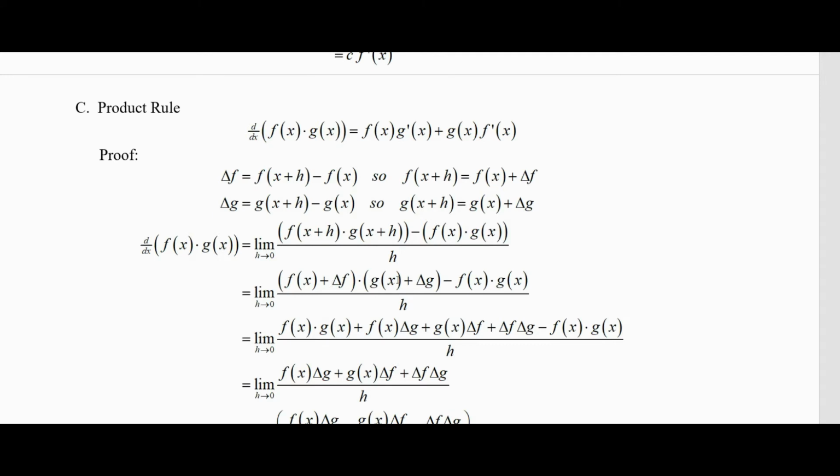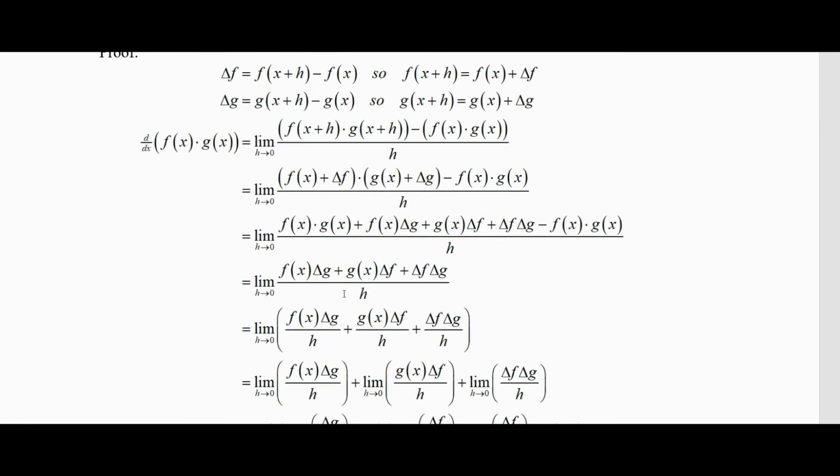Now I'm going to expand this multiplying the two binomials, basically by the distributive property. You may know it as FOIL. F of x times g of x is here. First times first. The outer product is f of x times delta g. The inner product is g of x times delta f. And the last times last is delta f times delta g. And then we still have minus f times g. Well, f times g at the end cancels with the f times g at the beginning.